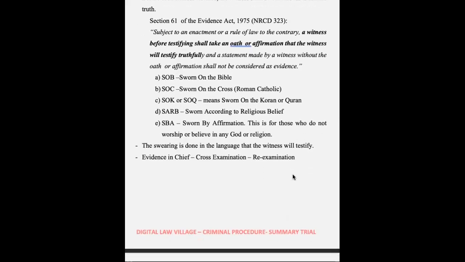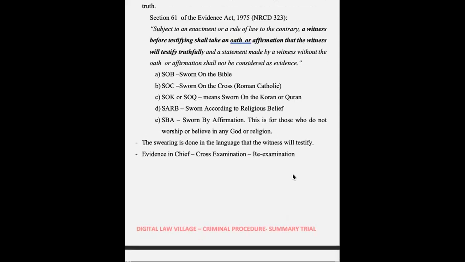So as the Evidence Act says, subject to an enactment or a rule of law to the contrary, a witness before testifying shall take an oath or affirmation that the witness will testify truthfully, and a statement made by a witness without the oath or affirmation shall not be considered as evidence. So that is the import of that.